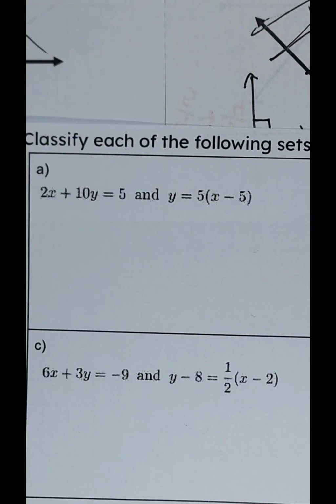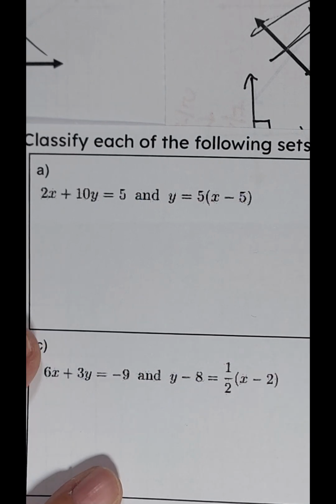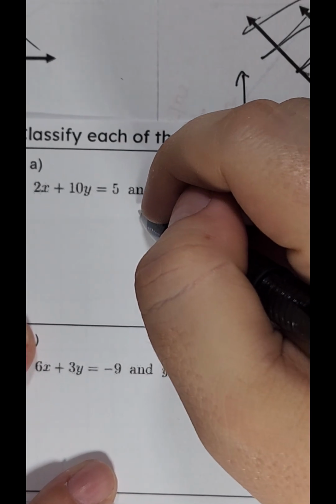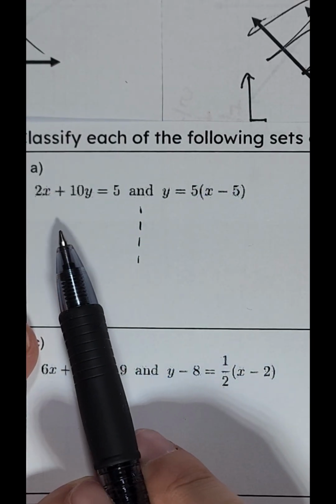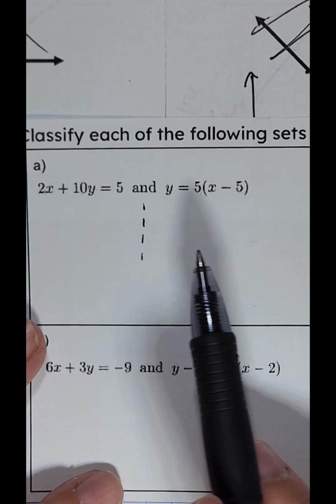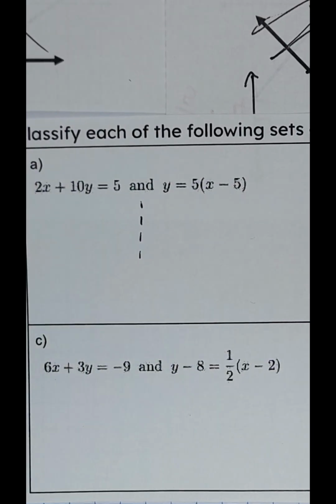So for each of these, if we want to classify them as parallel, perpendicular, or neither, we need to find out if their slopes are going to be, for parallel, the same, for perpendicular, negative reciprocals, or for neither one of those things. So first thing I'm going to do here is draw a small dotted line right where we have that word and. I'm going to solve for slope on the left for this equation and slope on the right for that equation.